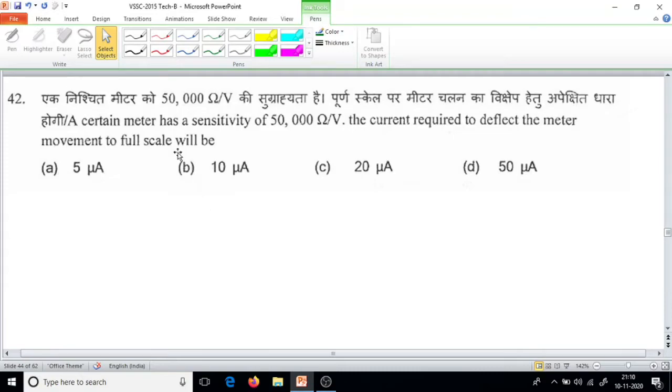Next question. A certain meter has a sensitivity of 50,000 ohm per volt. Now, what is the current required to deflect the meter movement to full scale?